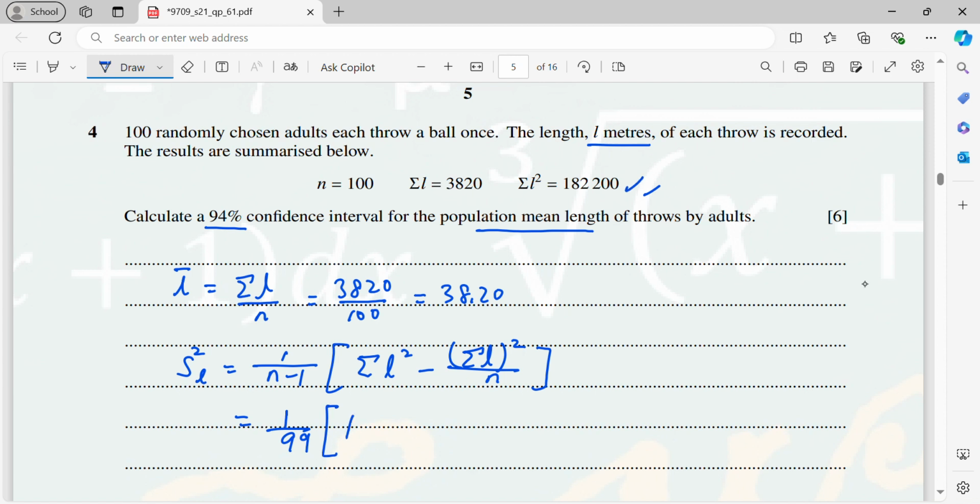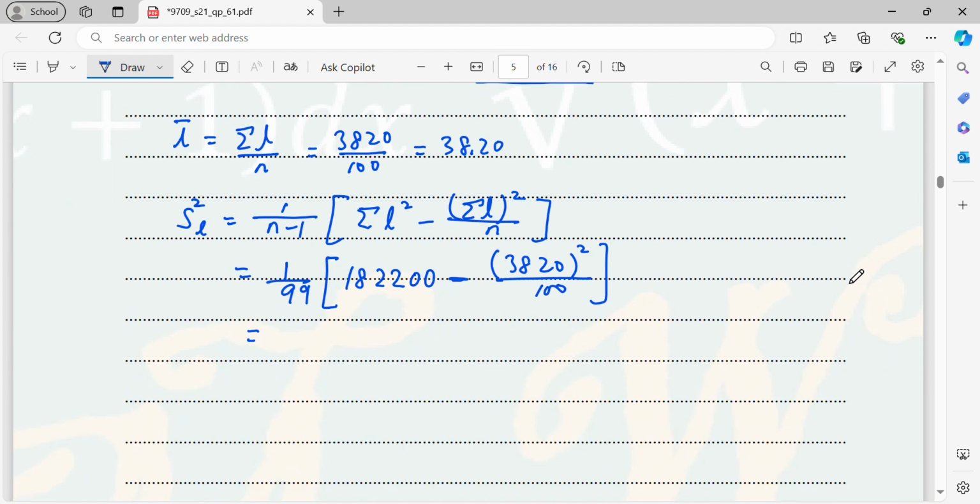This value, 182,200 minus square of the summation L, 3820 squared over 100. Then this is going to be 12092 over 31. So I leave it in fraction first. Okay, now 94% confidence interval for mu.